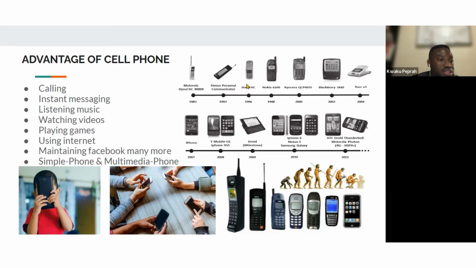We have the flip phone that came in 1996, and you have a progression of how cell phones came. So if you could see here now, we have iPhones. iPhones were established in 2007 and evolved to now we have very well modified cell phones that we use for communication purposes. And now everybody has access to cellular phones.